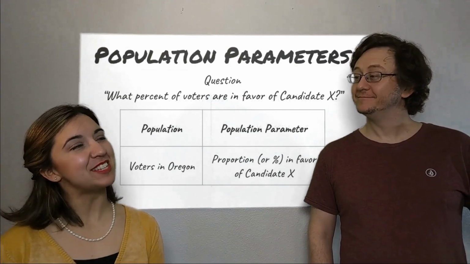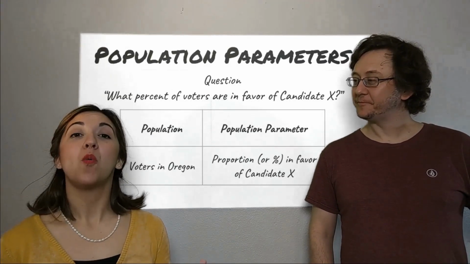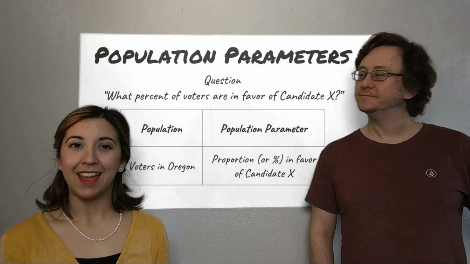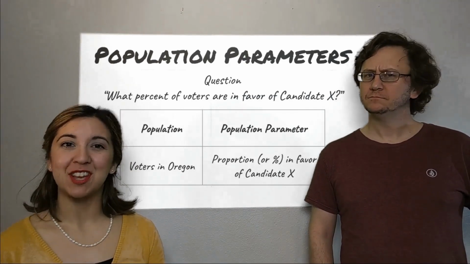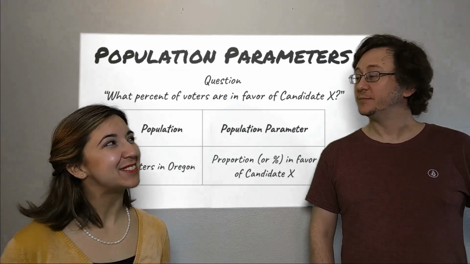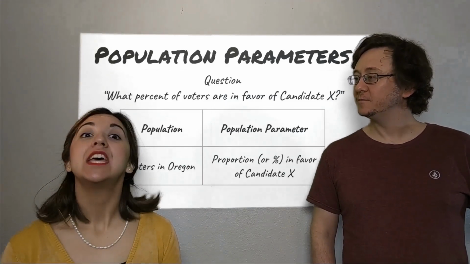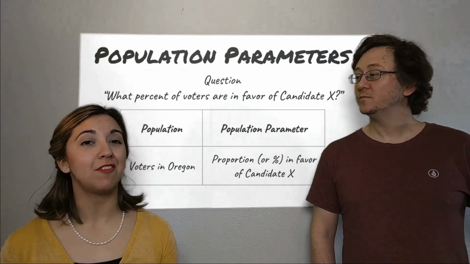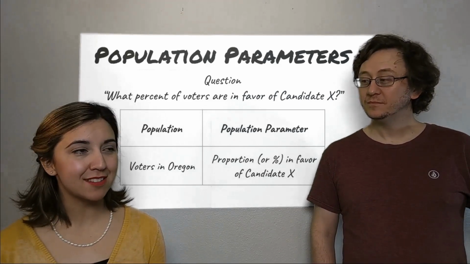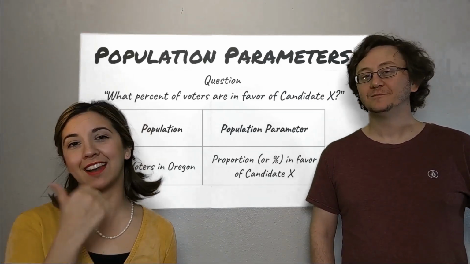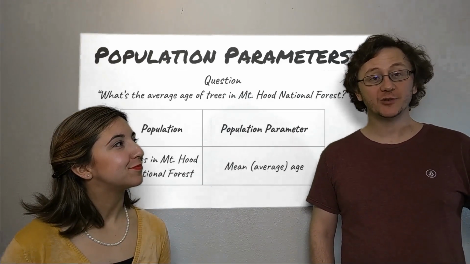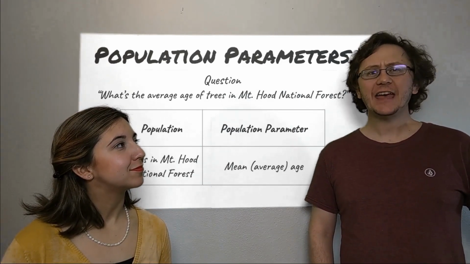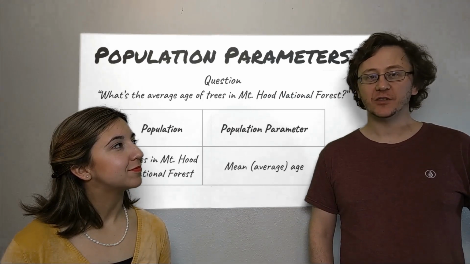Great. In our first example, the population was voters in Oregon, and the parameter is the proportion of voters who favor candidate X. Wait, it's a proportion now, not a percent? Yes, proportions are often represented as percents, and we'll get more into that at a later video. Terrific. In our second example, the population was all the trees in Mount Hood National Forest, and the parameter was the mean age of all those trees.